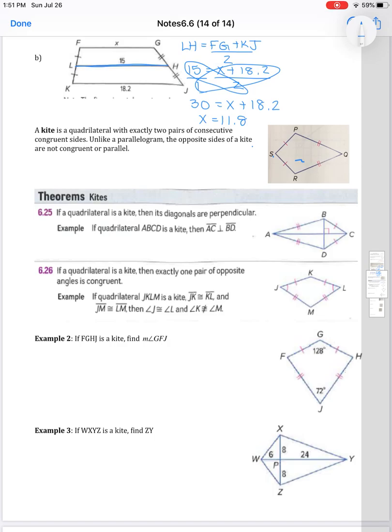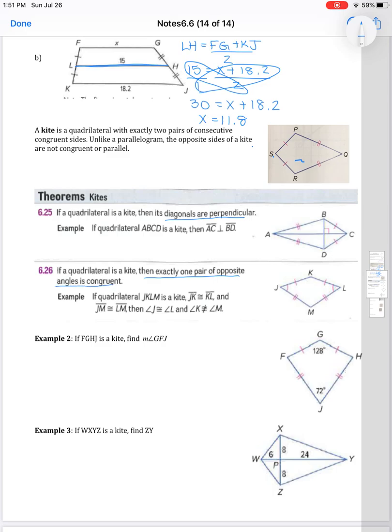So I'm going to make a proportion. Cross multiply. The only thing that's getting affected is the 15 times the 2. The X is going to stay where it's at, and then I'm going to subtract 18.2 on both sides, and I end up with 11.8. The nice thing is, plug it back in and make sure it actually works. Do 11.8 plus 18.2 divided by 2 and see if you get 15 for that.